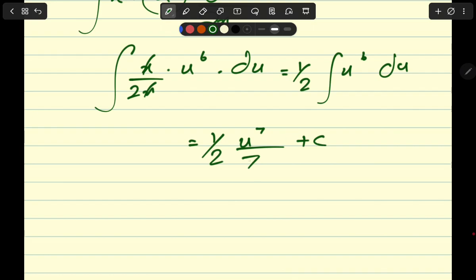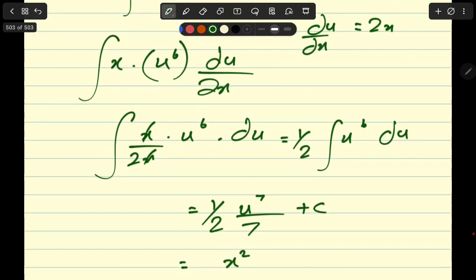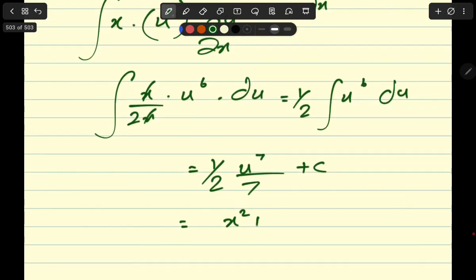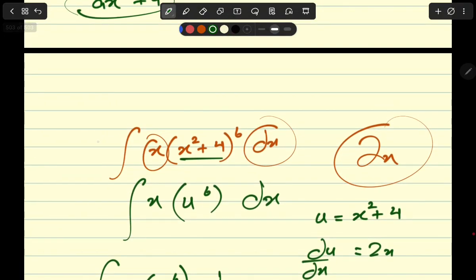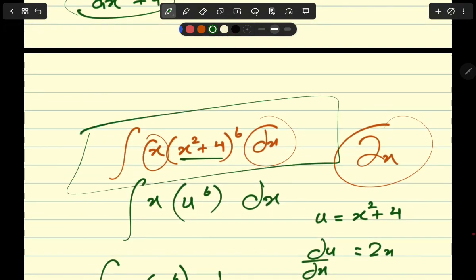And now you're going to integrate it, and this is going to become u power 7 divided by 7 plus c, and then you're going to substitute the u back, which was x square plus 4. So x square plus 4 to the power of 7 whole thing divided by 14. You couldn't have figured that out from here. You couldn't have done that unless you did those substitutions. So that's the reason we do it.